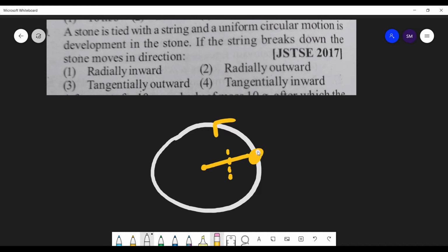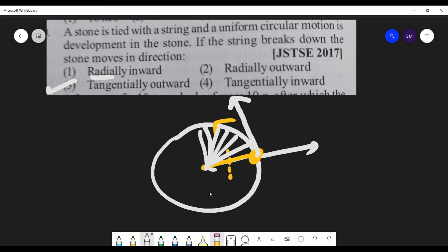Option 3, tangentially. Why not radially? Radially means along the radius. If the stone is released, will it move in this way or in this way? Radially means in the line of the radius. So these are all the lines of the radius. Will it move in any of these lines?